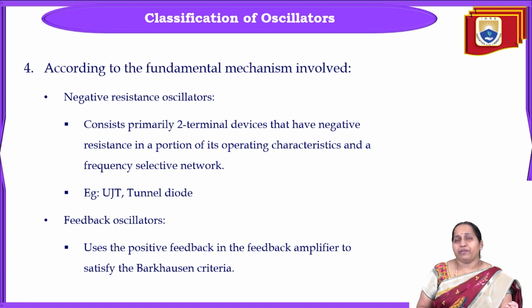Okay. Then according to the fundamental mechanism involved, what is the basic mechanism involved? Based on that, again you have got different types of oscillators. Negative resistance oscillators. So negative resistance oscillators consist primarily of 2 terminal devices that have negative resistance in a portion of their operating characteristics and a frequency selective network. For example, examples of negative resistance devices are the tunnel diode and UJT, the unijunction transistor. So using these components, that is UJT and tunnel diode, we can have negative resistance oscillators.